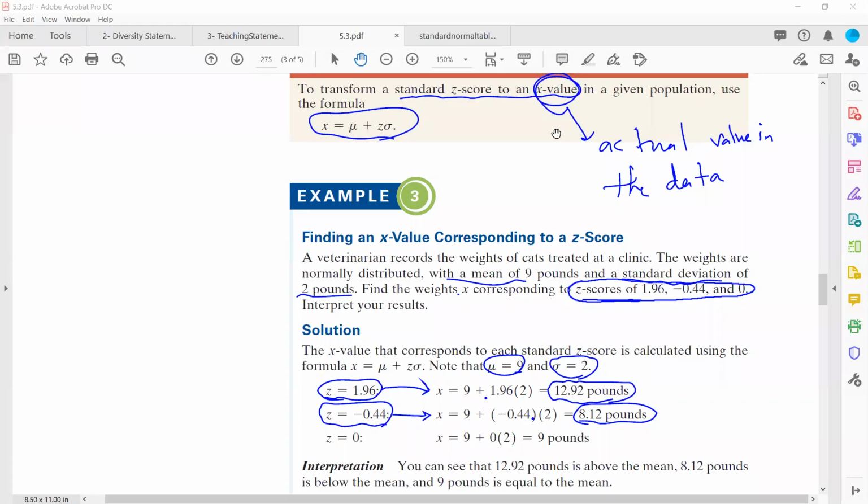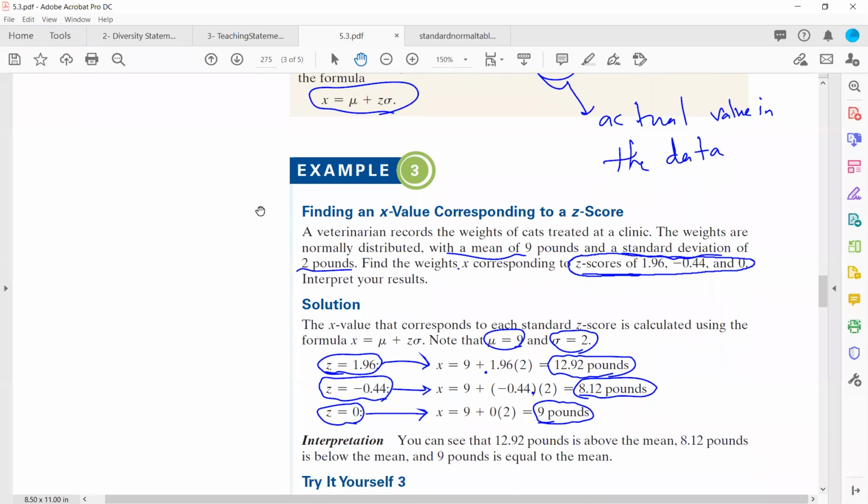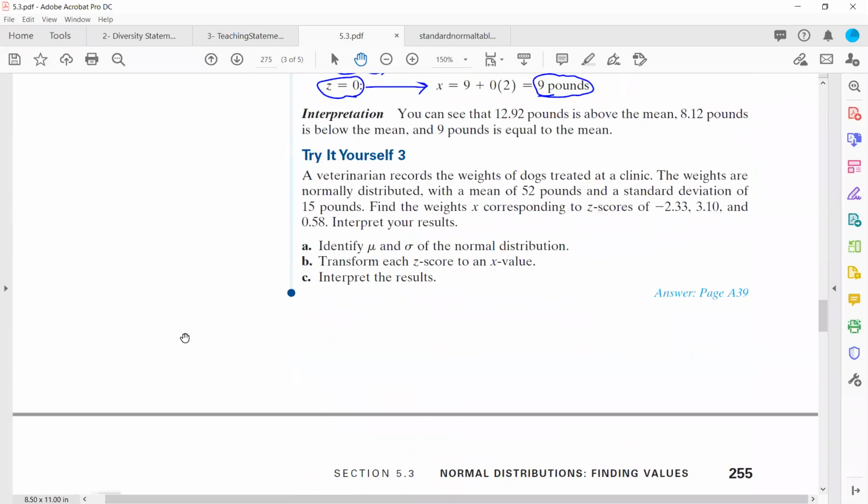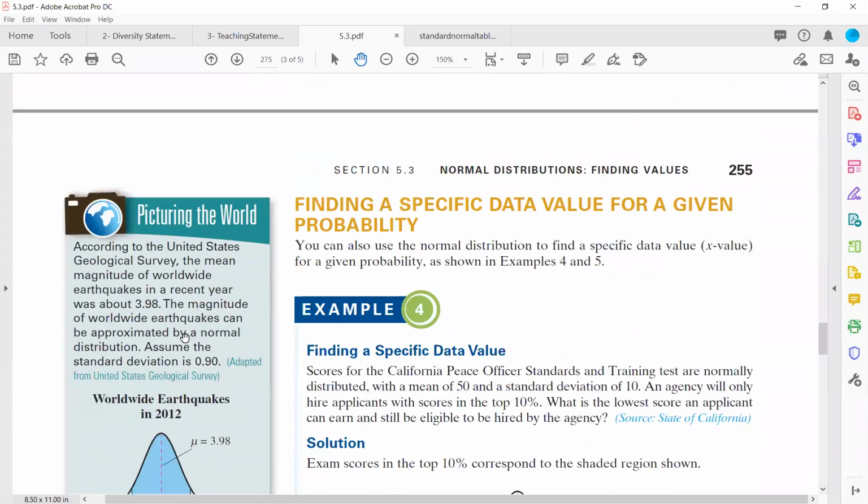Next, z is equal to 0. So our x is equal to the mean, or 9 pounds. We don't have any unusual value here. Unusual values are values greater than 2 standard deviations or less than negative 2 standard deviations. Very well. Next.